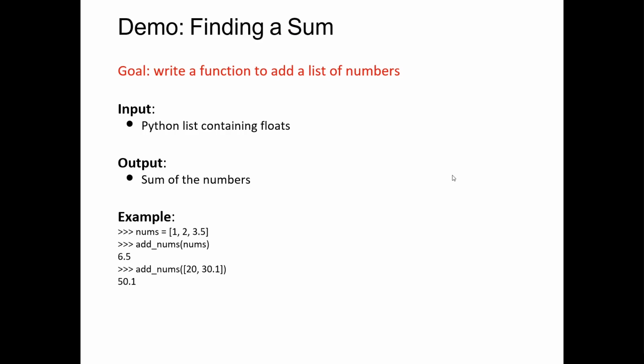All right, so real quick, I'm going to pop over to Python Tutor and just write a function that's going to add up a list of numbers. We're going to have a list containing floats, and it's going to produce the sum of those numbers. It's going to look something like this if I use it from the Python interactive mode. So we'll give it a list, we'll add them up, and then it prints out the answer.